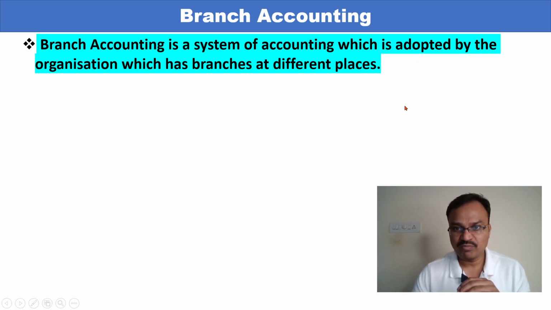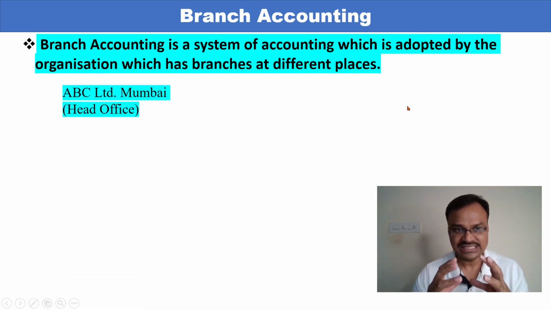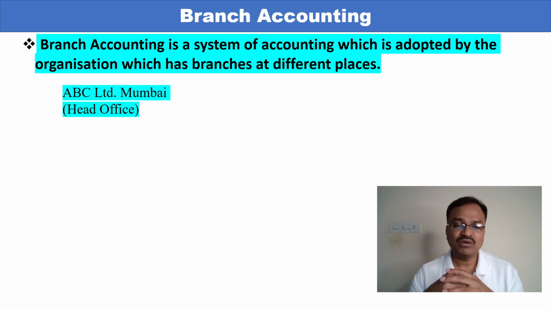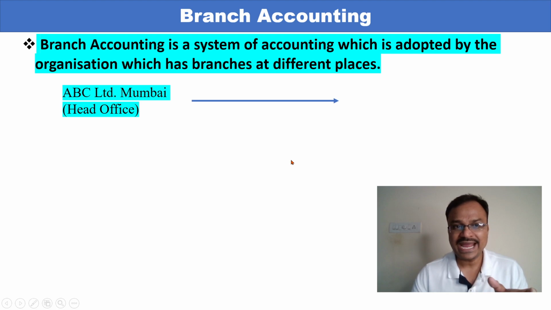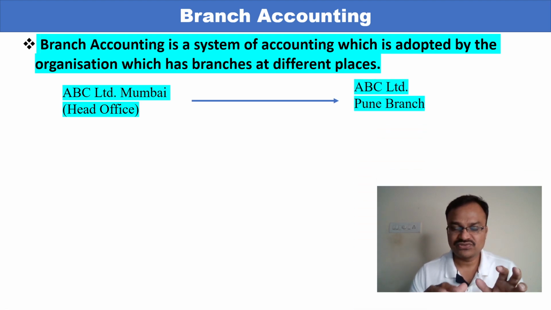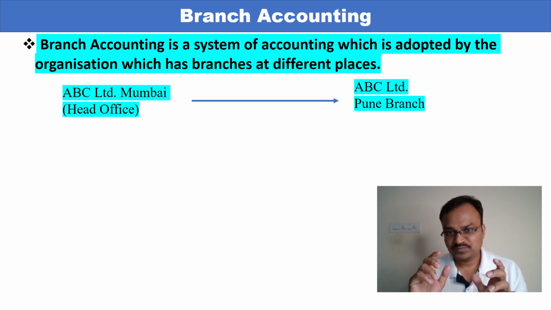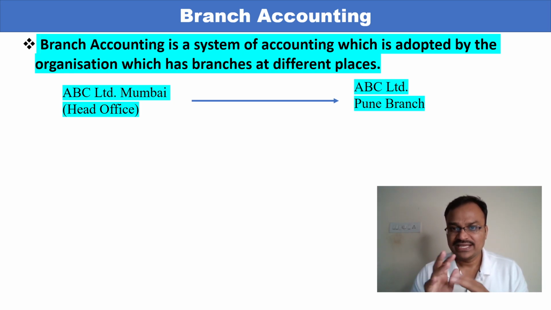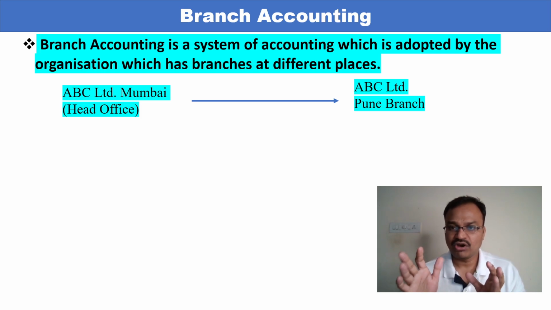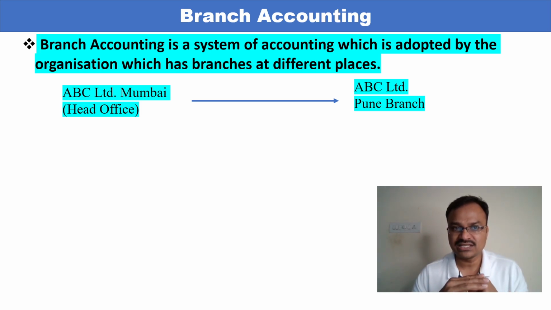To understand the concept of branch and branch accounting, let us take an example where ABC Limited has its head office in Mumbai and it is doing very well in Mumbai, and now they want to expand their business in other cities as well. For that purpose, they can open branches. Here, let us take the situation that ABC Limited Mumbai opens its branch at Pune. In that case, to ascertain the profit or loss made by the Pune branch, the head office generally maintains an accounting system, and that accounting system is known as branch accounting, basically, right?